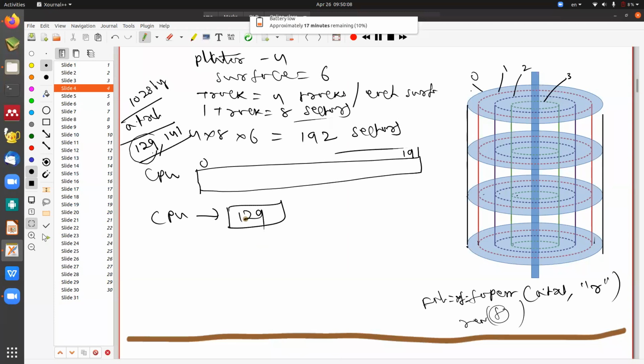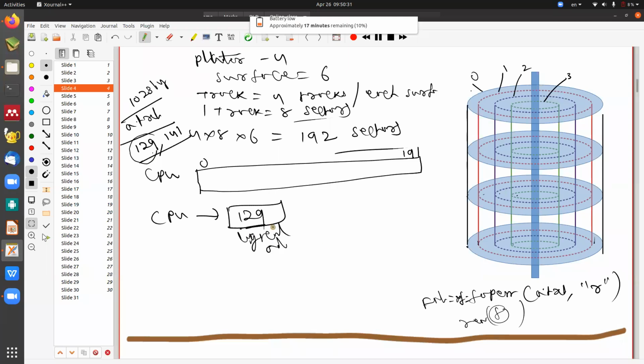CPU को क्या पता है? CPU सोचता है कि all tracks are in my one array. उसको कौन सा array का एलिमेंट चाहिए? 129th block and 141st block. So since we know these 2 blocks, then CPU generates a what? Logical address.